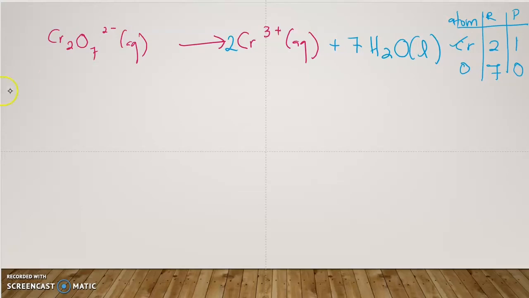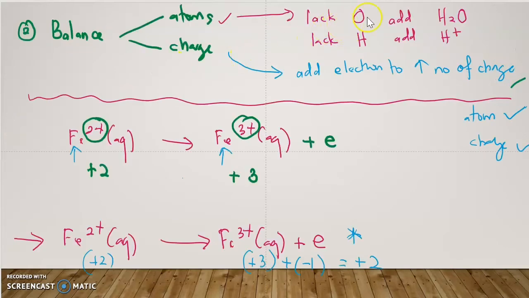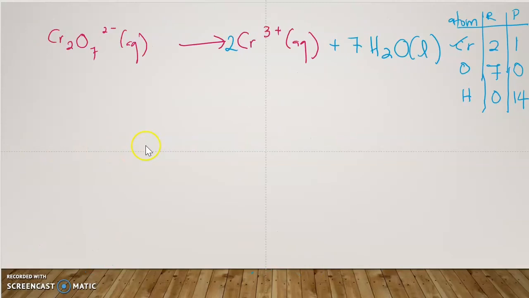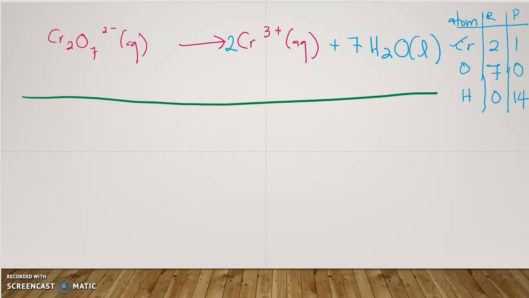Right? So what's happened now is we have 7 times 2, 14 mole of hydrogen here, and we don't have any hydrogen here. So here we have another atom, which is hydrogen, 0 here, 14 here. If you still remember, if we lack oxygen, we add water. If we lack hydrogen, we add H+. In this case, we need to add H+. How many H+? We need another 14 H+. So in which side? This side.